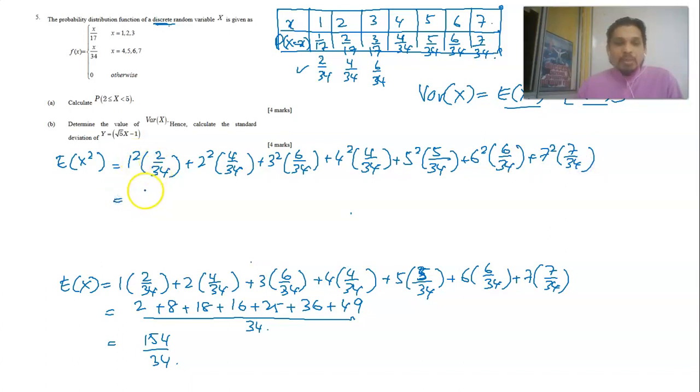Expected of x squared is equal to 1 squared times 2 over 34 plus 2 squared times 4 over 34 plus 3 squared times 6 over 34 plus 4 squared times 4 over 34 plus 5 squared times 5 over 34 plus 6 squared times 6 over 34 plus 7 squared times 7 over 34. 1 squared is 1 times 2 is 2. 2 squared equal to 4, 4 times 4 is 16. 3 squared equal to 9, 9 times 6 equal to 54. 4 squared equal to 16 times 4 equal to 64.